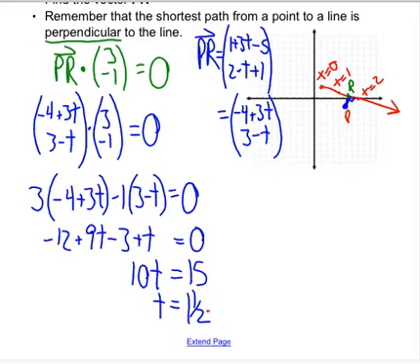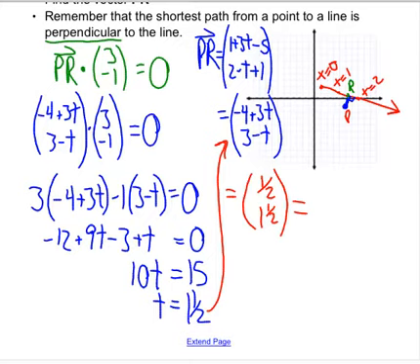Okay? So now we plug this time in. PR is the shortest vector. Okay? So we plug that in and we get negative 4 plus 3 times 1.5. So that's negative 4 plus 4.5. So that's 1/2. And then 3 minus 1.5 is 1.5. Okay? So have we answered the question yet? That's the vector that we find the magnitude of. Good, good.